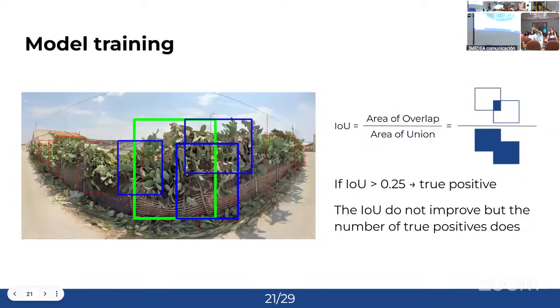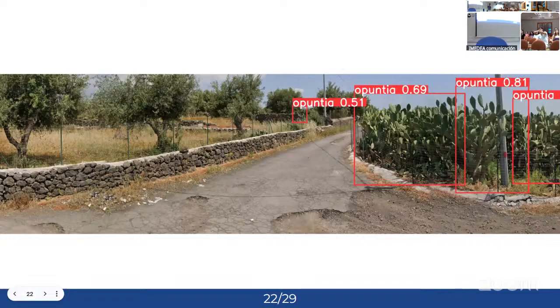This one, for example. Here you are very sure that there is an Opuntia because you have many very big boxes. So maybe you can use the boxes to quantify the presence or absence in this image. If you only had this last one, the Opuntia of 0.51, yes, there is a presence, but the confidence would be lower than when you have the rest.